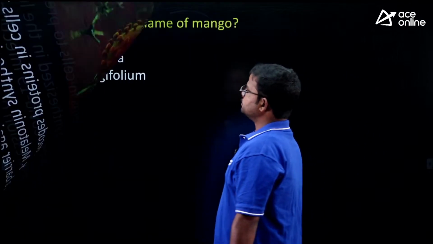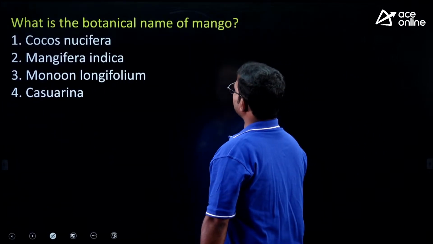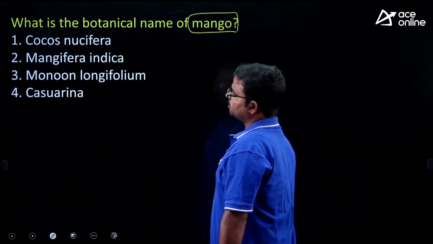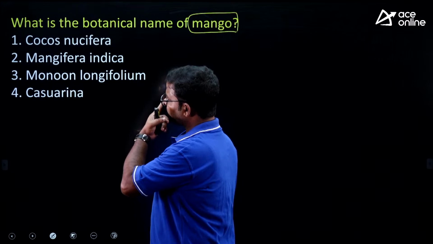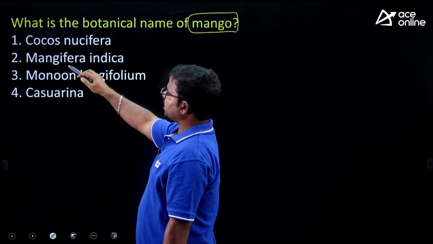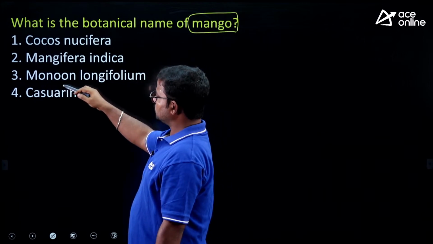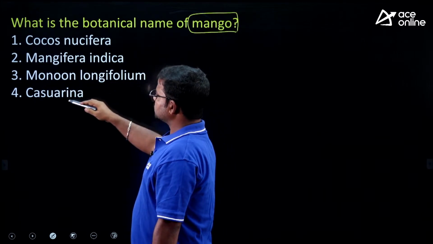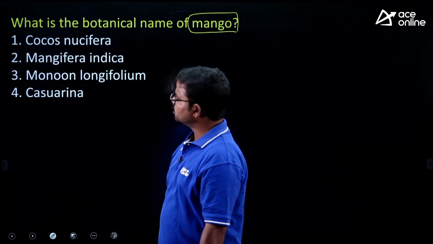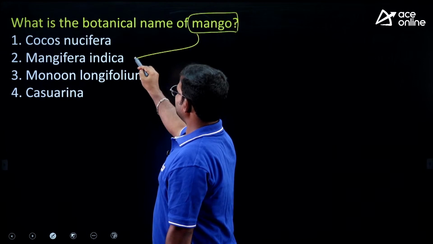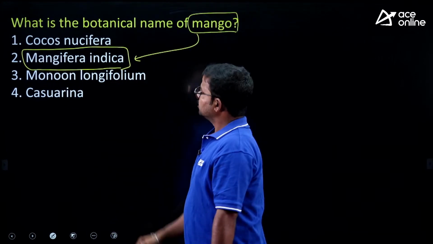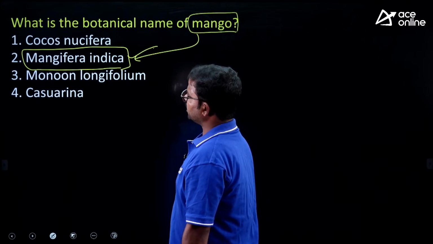And next, what is the botanical name of mango? Botanical name of mango. So here they mention different terminology. So Cocos nucifera. Next one, Mangifera indica. Next one, Polyalthia longifolia. Next one, Casuarina. Okay, so different terminology they mention, but the correct option is Mangifera indica. Option 2 is the right answer here.